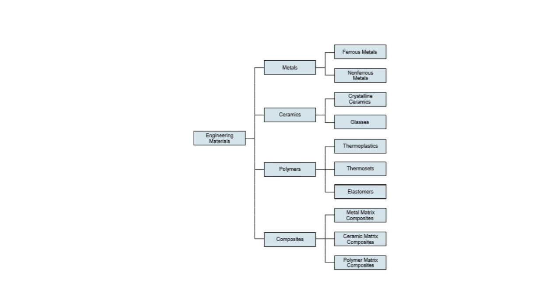Then ceramic is classified into crystalline ceramic and glasses. Polymer is divided into three: thermoplastic, thermoset, and elastomer. Composites are classified as metal matrix composite, ceramic matrix composite, and polymer matrix composite.